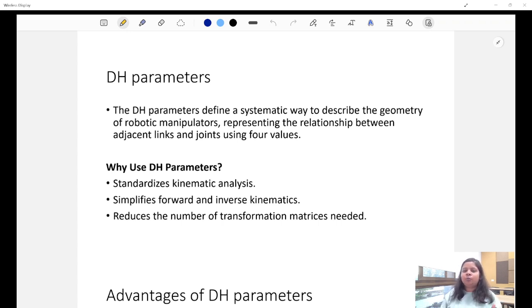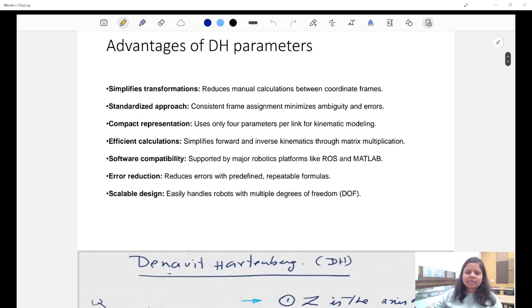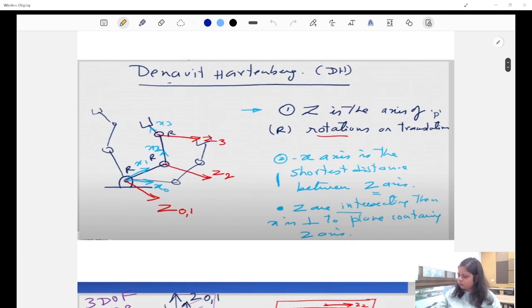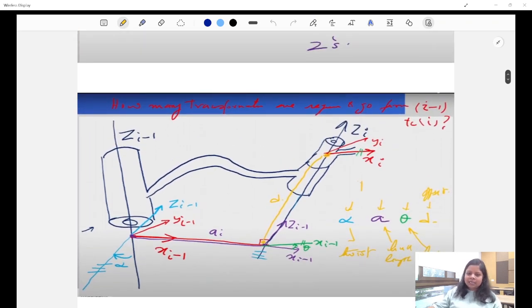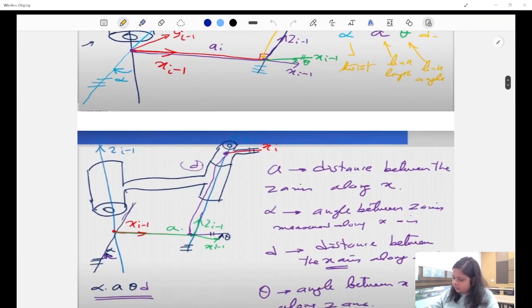The x-axis should be along the link, then z-axis should always be along the axis of the joint in case of revolute joint, or along the axis in the case of prismatic joint. We also saw various advantages. So we learned that A is the link length, alpha is the link twist, theta is the link angle, and D is the offset.